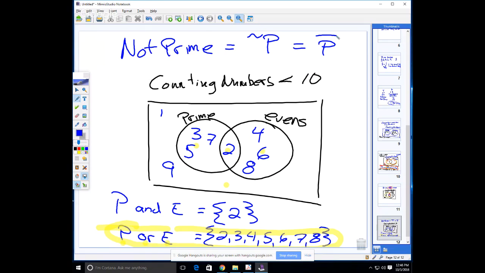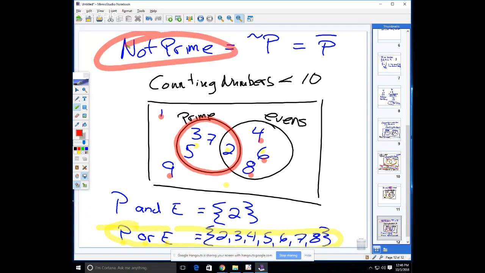Okay. And in this case, if I wanted to say, well, which numbers are not prime, I could list those numbers. Well, prime is inside this circle. So not prime would be outside that circle. That would be 1, 9, 4, 6, and 8. Okay. You could shade outside that circle to demonstrate what not prime means. So anything out in that shaded region represents the not prime.